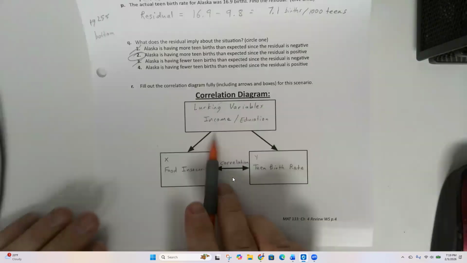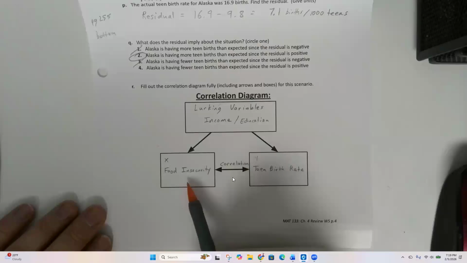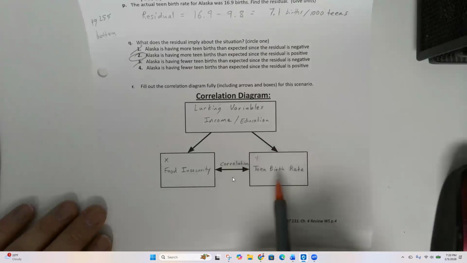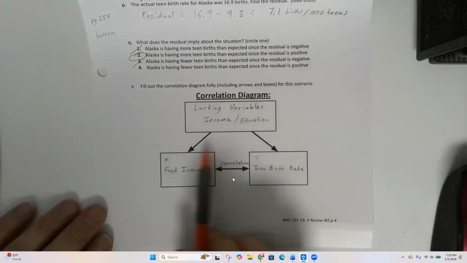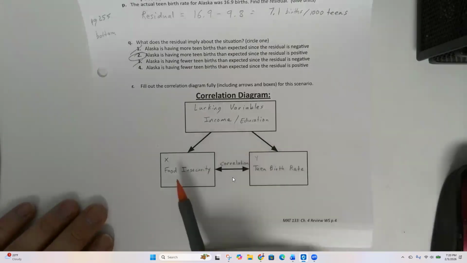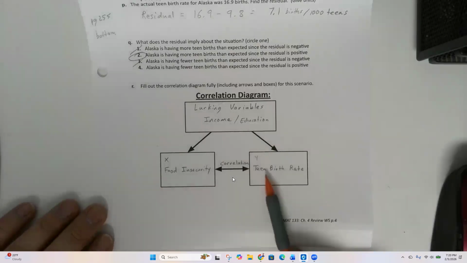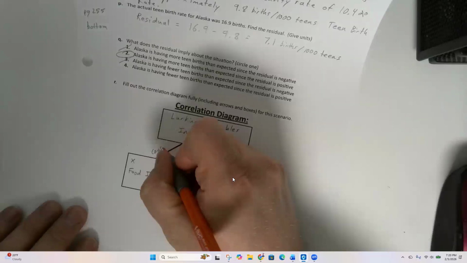So if you have a state that has a lot of money, then people are going to have more money for food. And they're also going to have more money for contraceptives and education and teaching teens about safe sex. If you have a state that has very little money, that means they don't have a lot of money for food, and you're also going to end up having a high teen birth rate. And that is causation.